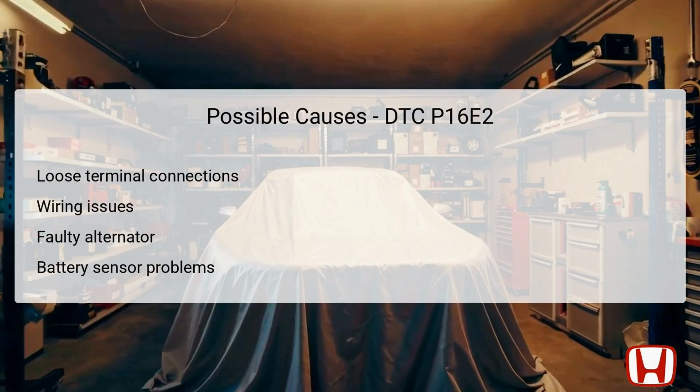Several potential causes contribute to DTC P16E2, starting with loose terminal connections on the alternator's +B terminal. Such a loose connection can interrupt the communication signal essential for normal operation. Additionally, there could be wiring issues, such as shorts or opens within the Local Interconnect Network (LIN) circuit. The alternator itself might also be faulty, failing to communicate effectively with the PCM and other associated components.